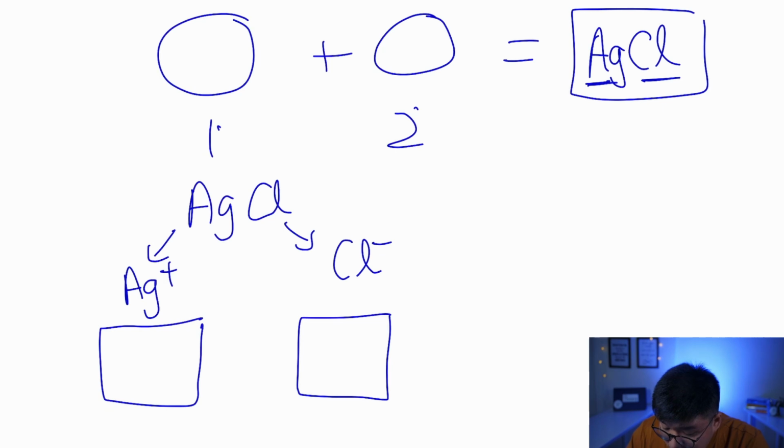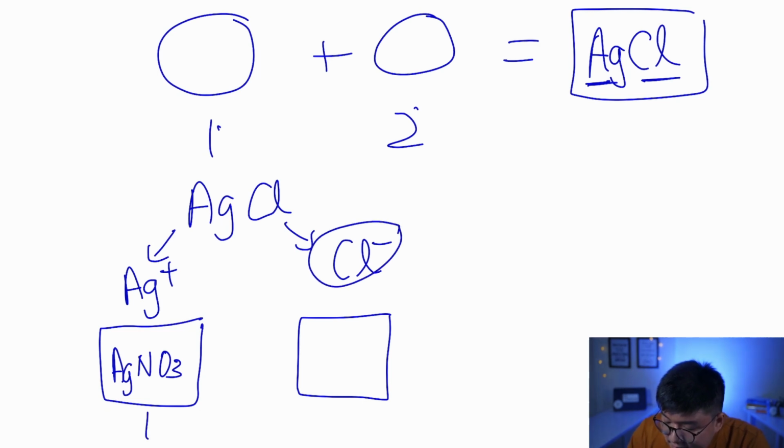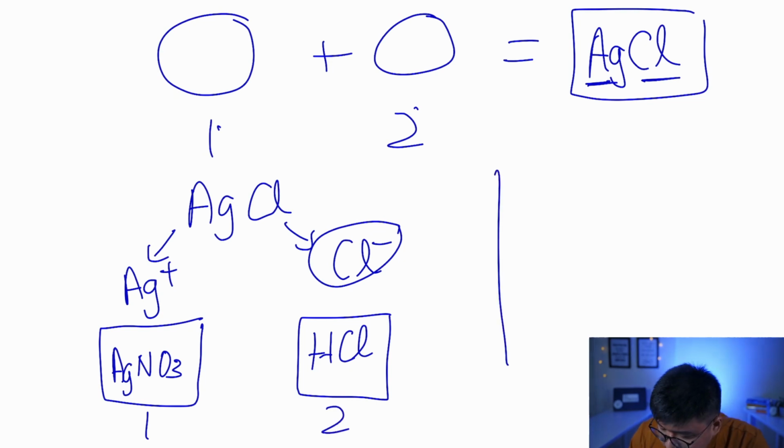So recall that all nitrate salts are soluble. All nitrate salts are soluble, so I can have silver nitrate, AgNO3. Okay, this will be the first reagent. And for Cl-, the most obvious one will be hydrochloric acid, HCl. Okay, so that will be the soluble reagent 2.